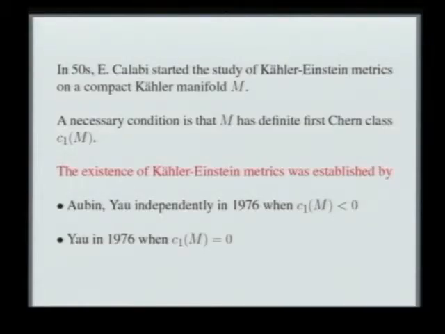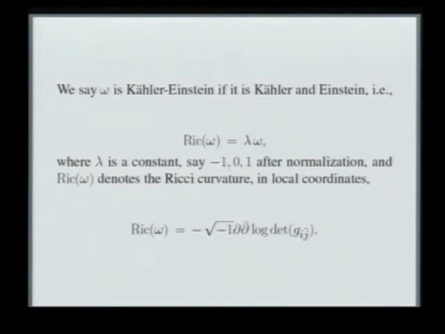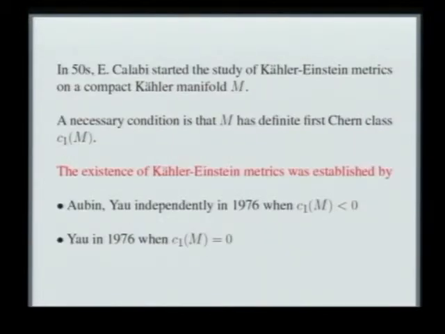The existence of Kähler-Einstein metrics was established by Aubin and Yau independently in 76 when the first Chern class is negative. That corresponds to the case when lambda is minus one. And Yau solved the c_1 equal to zero case. This is the famous Calabi-Yau conjecture, the Calabi conjecture solved by Yau.